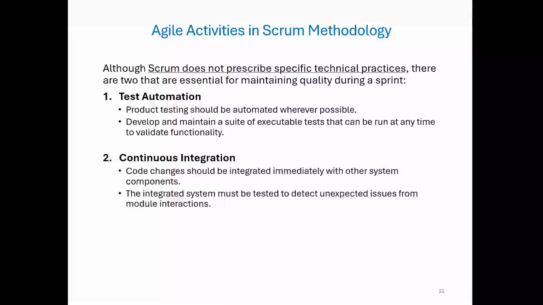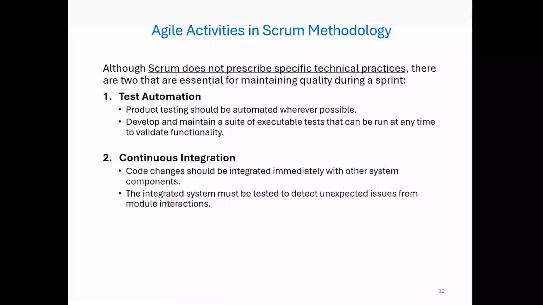So then we have continuous integration, or CI. This is about how we handle code changes. In a traditional workflow, developers might work in isolation for days and then try to combine their work later. And that can lead to big integration headaches. With continuous integration, as soon as a developer finishes a chunk of work, they immediately merge it into the main code base. But here is the catch.